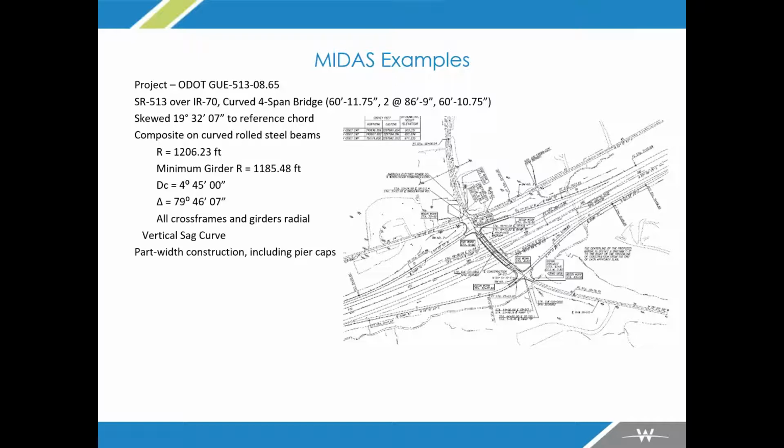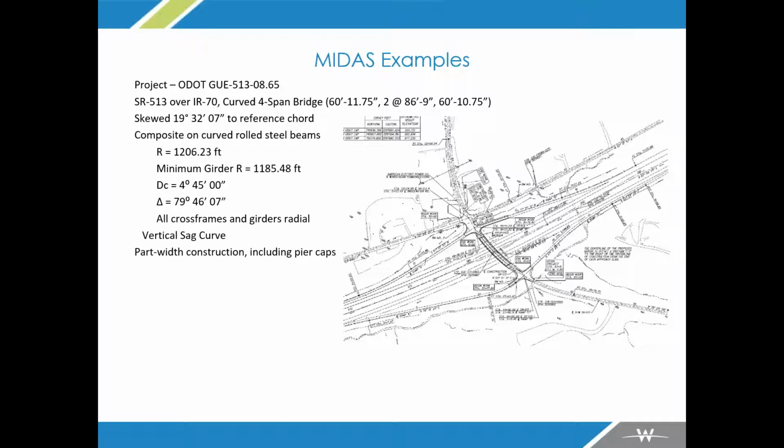It's skewed and curved. We got a 60-foot span, 286.9, and then a 60-foot or 61-foot, 19.5 degrees skewed to the reference chord, which also made it out of skew or skewed to the radial line. About a 1,200-foot radius, a much bigger radius on this one, and a much lower curvature amount. But there was a vertical sag as well as a horizontal curve, so we have both of those happening.